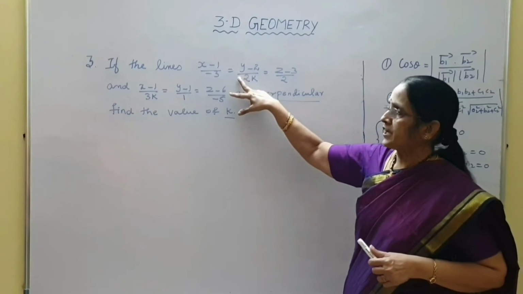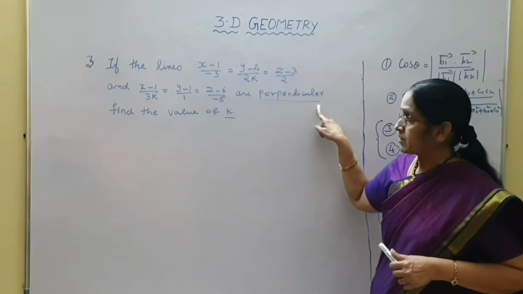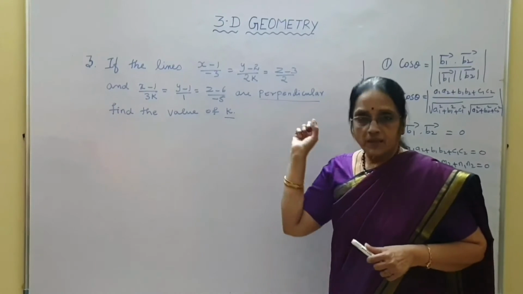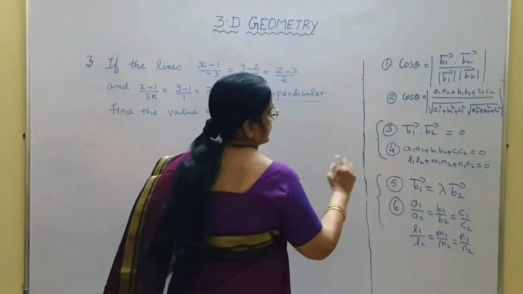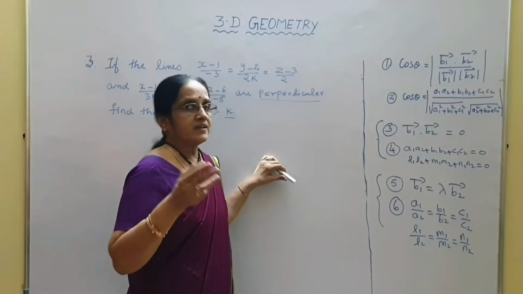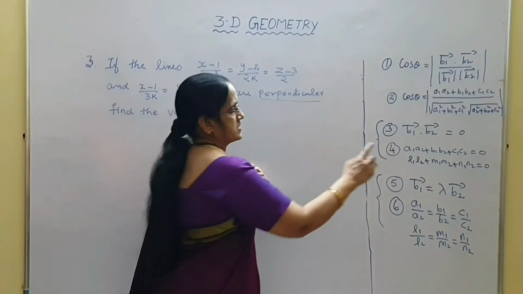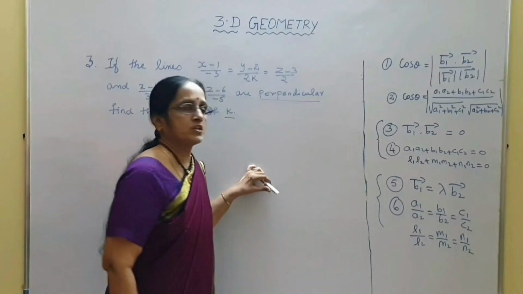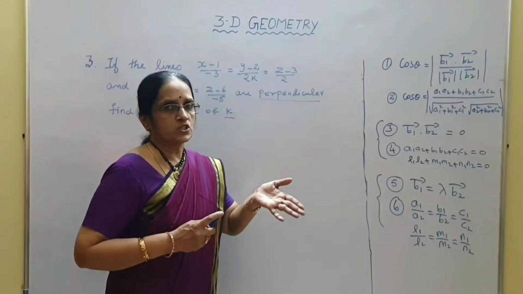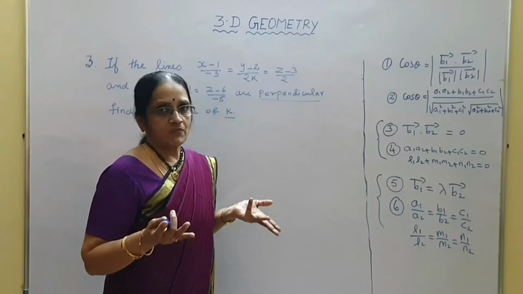You have been given two equations in Cartesian form and you have been given the two lines are perpendicular. You need to find the value of k. Immediately, this particular formula should come to your mind. When two lines are perpendicular and if the lines are in Cartesian form, you know the formula which is A1 A2 plus B1 B2 plus C1 C2 equal to 0. Where A1, B1, C1 are the DRs of the first line and A2, B2, C2 are the DRs of the second line. In general, we take it that way.